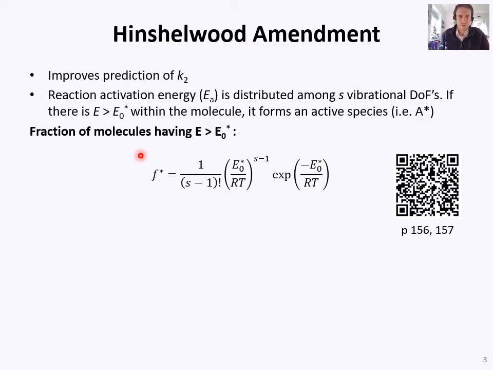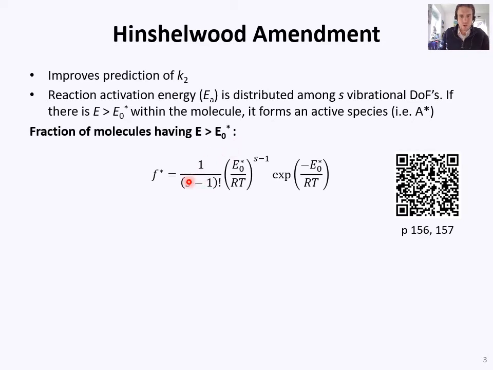We have very similar things at the start, looking at collision theory. So this F would still be the fraction of molecules having an amount of energy. Obviously we're introducing some new terms here. S in this case is the number of vibrational degrees of freedom, and this E0 with a star is the energy required to make an active species. Of course, in order for a reaction to occur, this energy needs to be in the right place. But Hinshelwood's saying that as long as you've got enough energy within the molecule as a whole, eventually it will go into the right place.